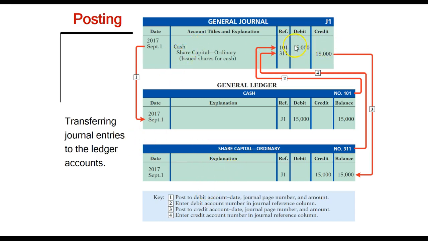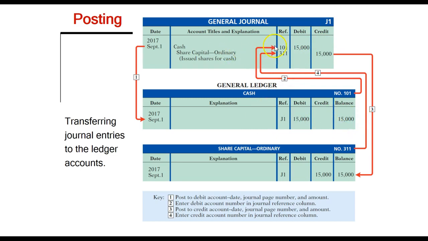First transaction was a debit of cash, $15,000. Recall cash is 101. So we go and get the card, cash 101, and we say September 1st, coming from general journal page 1, up here, J1, a debit of $15,000. So the balance is $15,000.